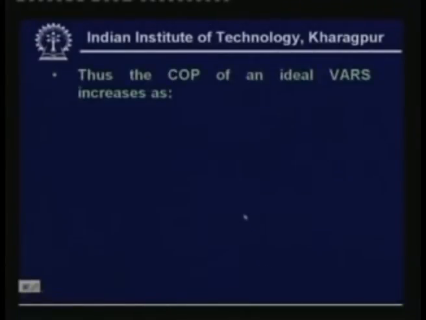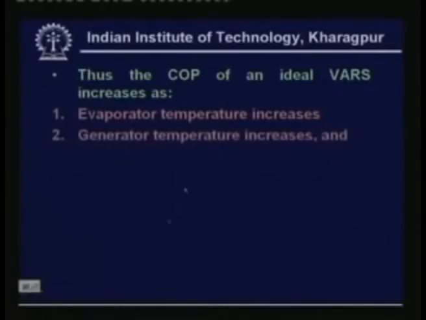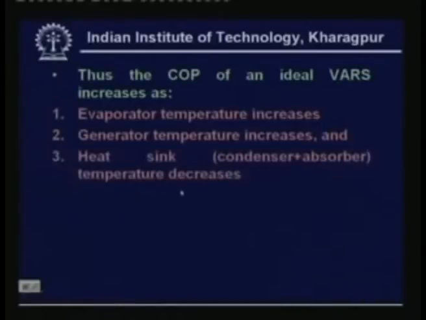So you can see that, from this you can easily infer that the COP of an ideal vapor absorption system increases as evaporator temperature increases, as generator temperature increases, and as heat sink temperature decreases. When generator temperature increases and heat sink temperature decreases, the heat engine efficiency increases. Similarly, when the evaporator temperature increases and the condenser temperature reduces, the COP of the Carnot refrigeration cycle increases. As a result, the combined efficiency improves.